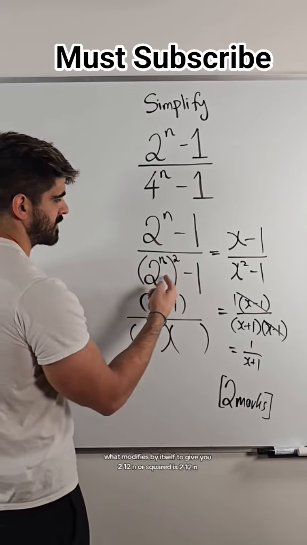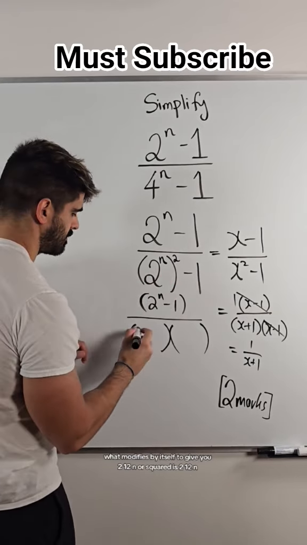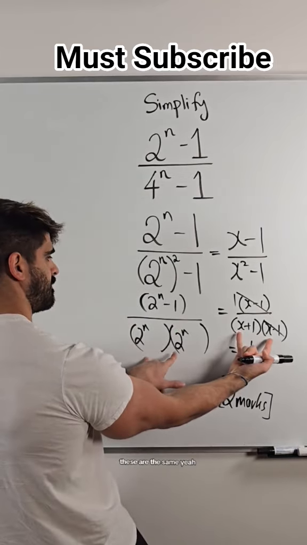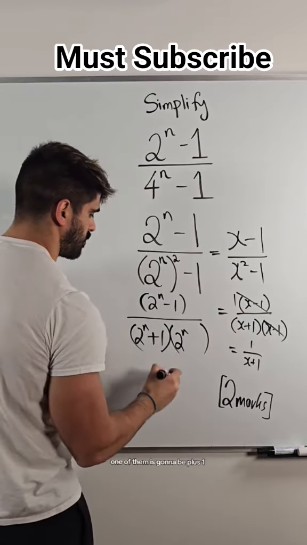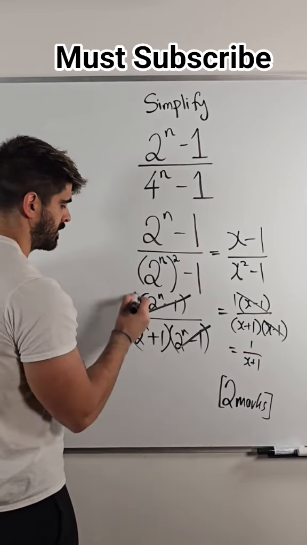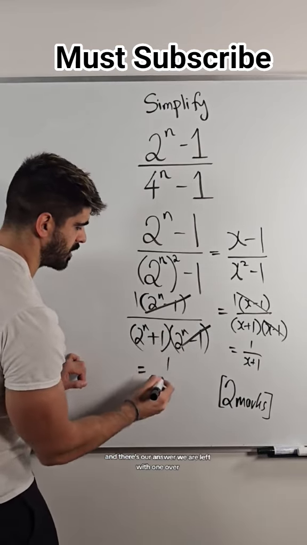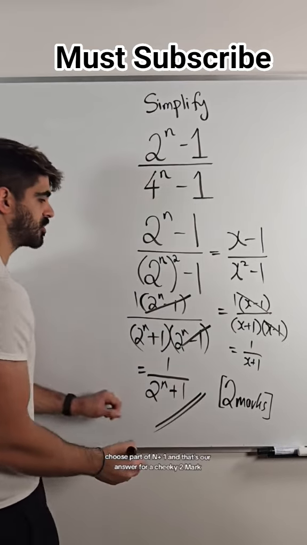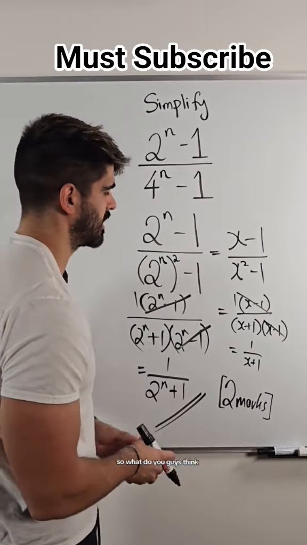What multiplies by itself to give you 2 to the power of n all squared is 2 to the power of n, 2 to the power of n. Look, these are the same. One of them is going to be plus 1, one is going to be minus 1. And then these cancel, and there's our answer. We are left with 1 over 2 to the power of n plus 1, and that's our answer for a cheeky 2 marks.